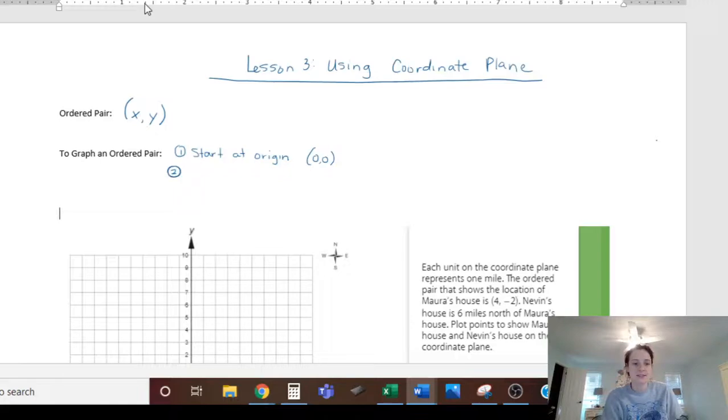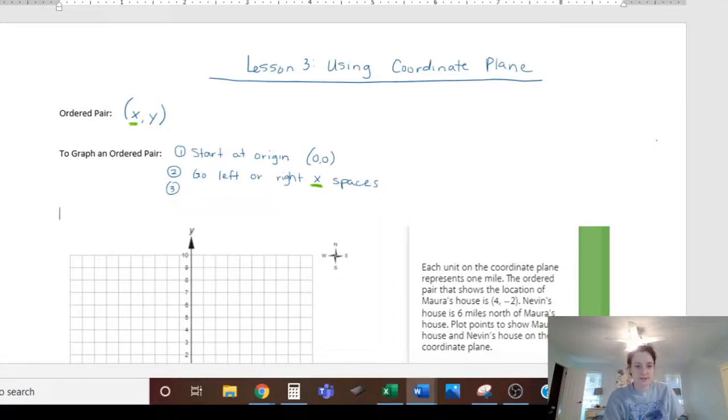And then your second step is using your x value. You're going to go either left if it's negative or right if it's positive, x spaces. So whatever your x value is, okay? So here you've been given this x value, and you're going to go either right or left how many spaces that is, depending on if it's positive or negative.